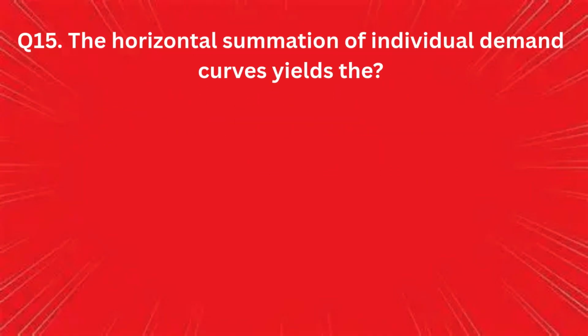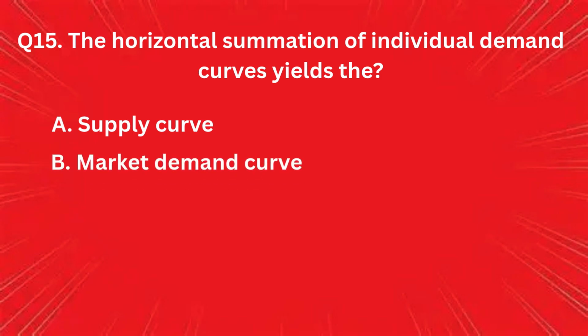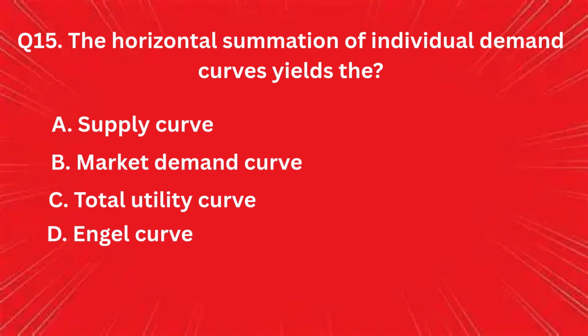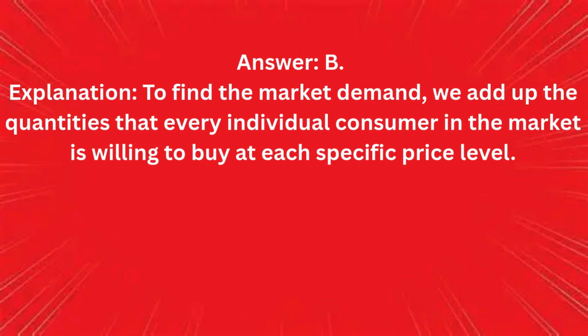15. The horizontal summation of individual demand curves yields the: A. Supply curve. B. Market demand curve. C. Total utility curve. D. Engel curve. Answer, B. Explanation: to find the market demand, we add up the quantities that every individual consumer in the market is willing to buy at each specific price level.